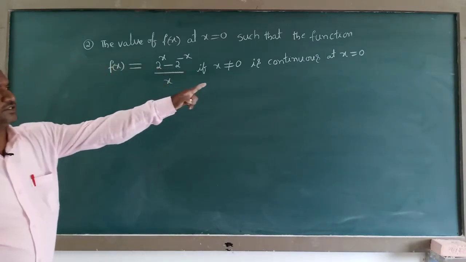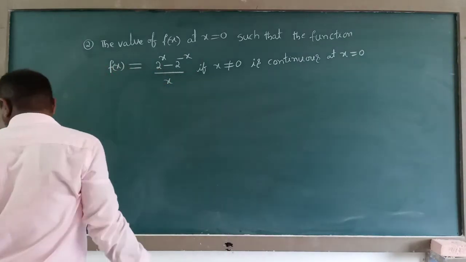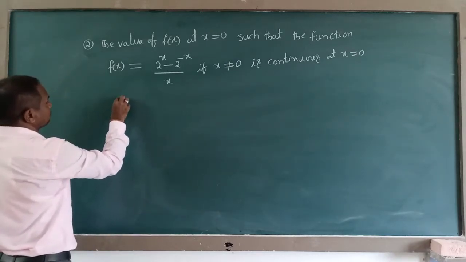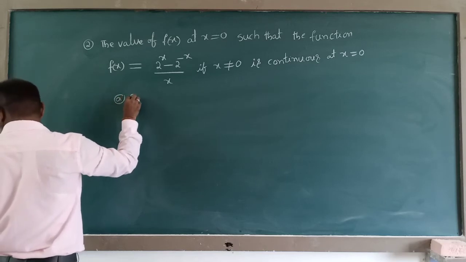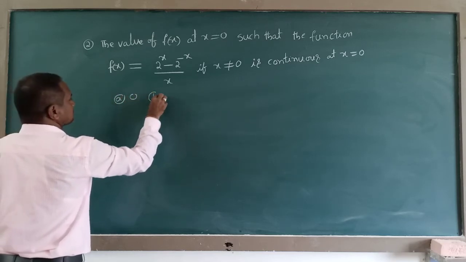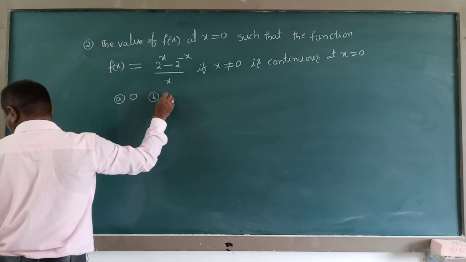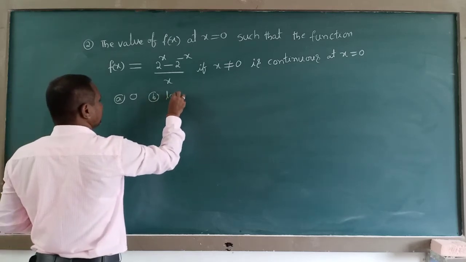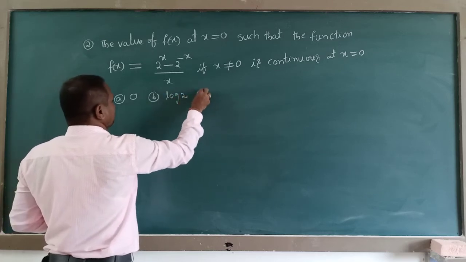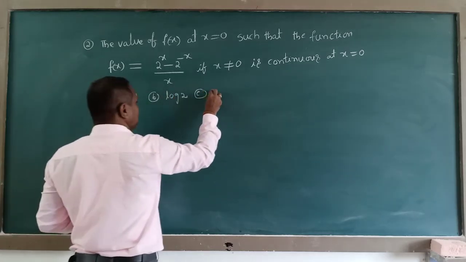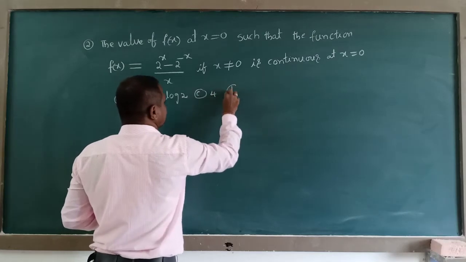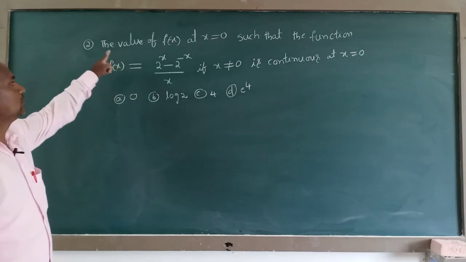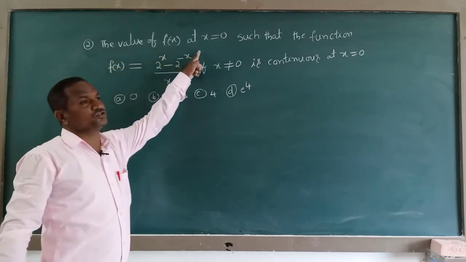Is continuous at x is equal to 0. Then the options they gave: first option is 0, second option is log 2, and third option is 4. And the last, fourth option D is e to the power of 4. They are asking the function value, the value of the function at x equal to 0.